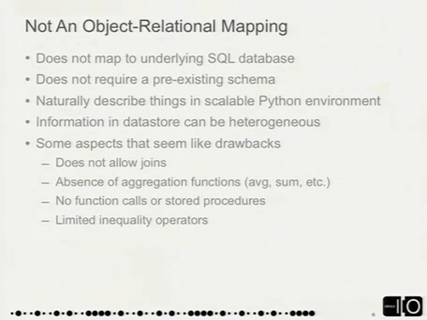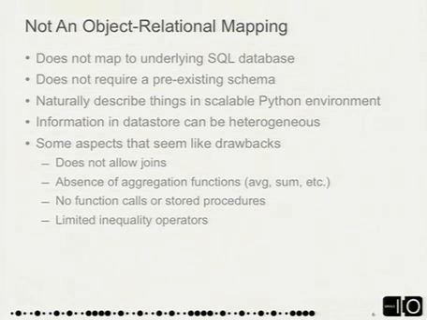Now, there are some aspects of the data store that might seem at first like drawbacks. For one, we don't allow for joins. We don't help you do the kind of two or three table joins that SQL tries to help you to do. We don't provide aggregation functions. This is what I mentioned before. This is when you want to perform a query and get an average of a particular attribute of that query, or get a sum or something of that sort.